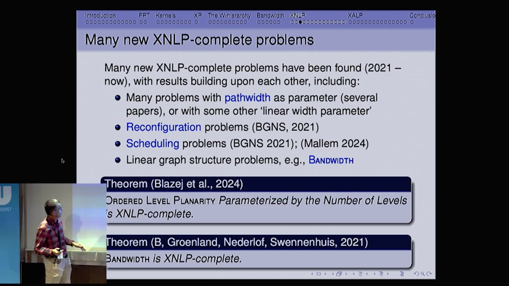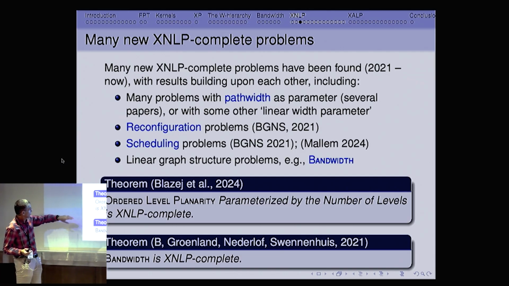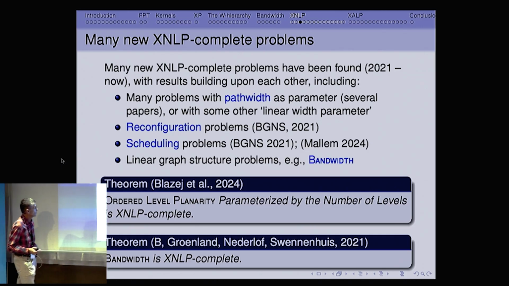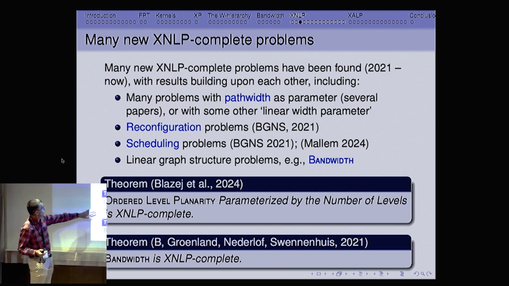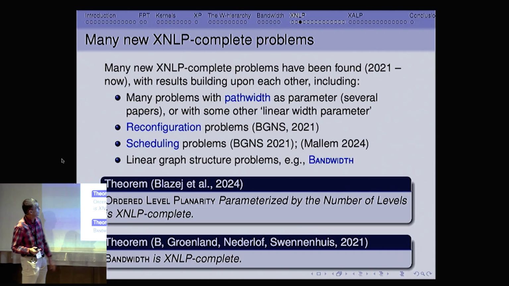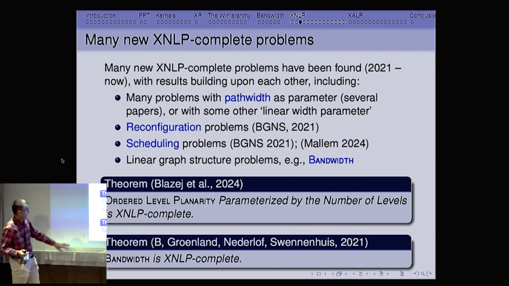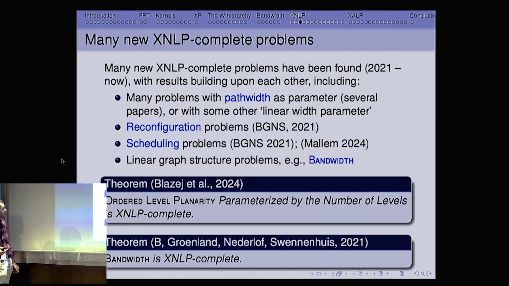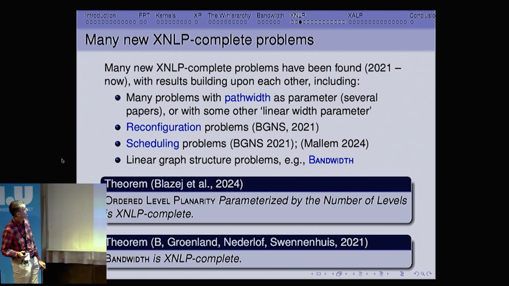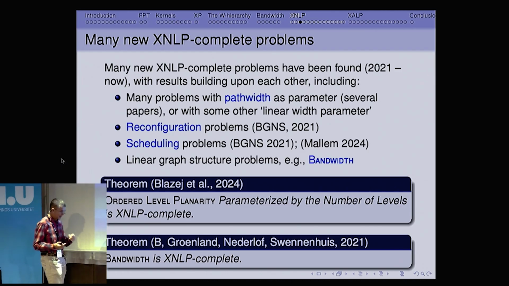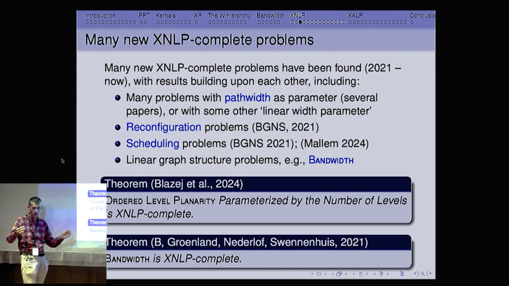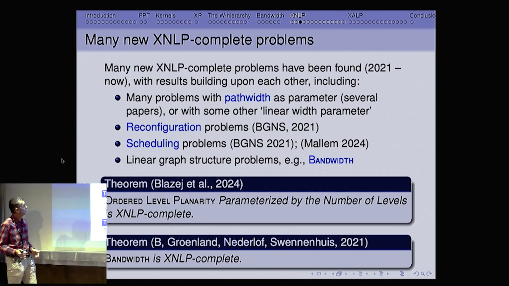So I think last year it was shown that ordered level planarity parameterized by the number of levels is XNLP-complete. So that's an example of a graph drawing problem. And we showed in 2021 that bandwidth is actually complete for this class. So there are many other problems parameterized by path width. You can actually show that they are complete for this class.